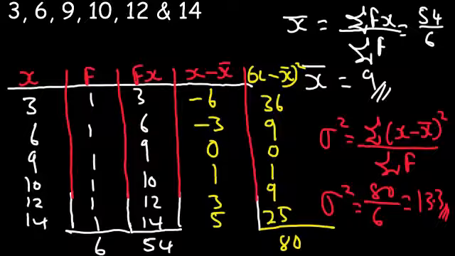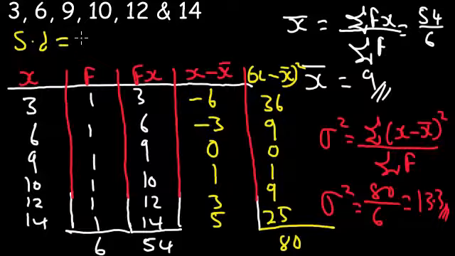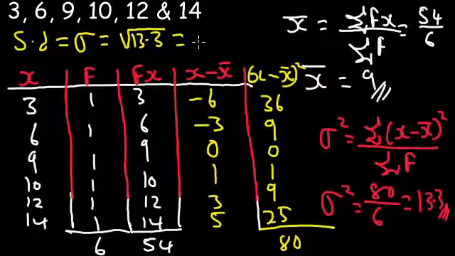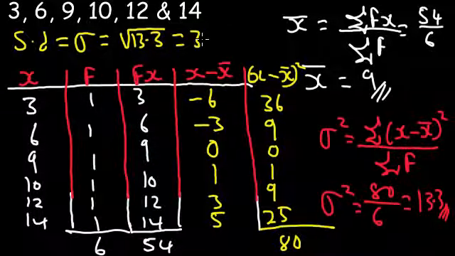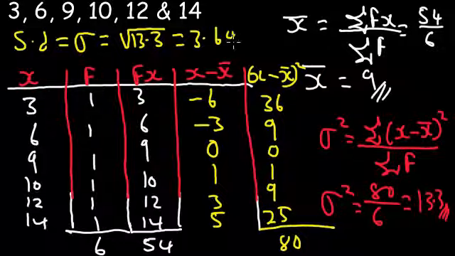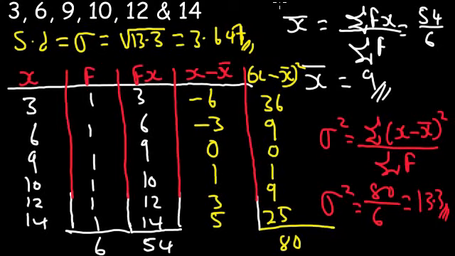Now, what about the standard deviation, the population standard deviation? So SD, or sigma, is equal to the square root of the variance, which is the square root of 13.33. If we root 13.33, we should have 3.651, let's say 3.65 to 3 decimal places. And that's how to easily find the standard deviation and the variance of an ungrouped data.